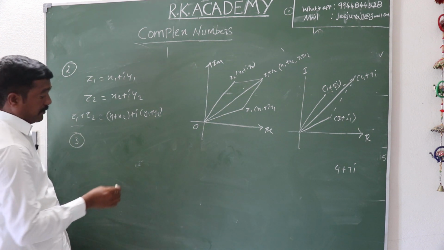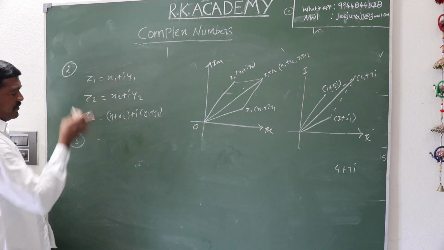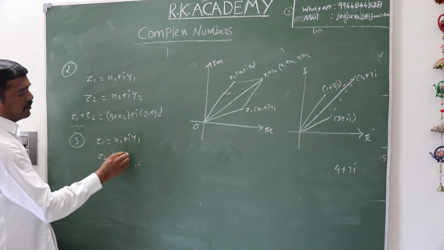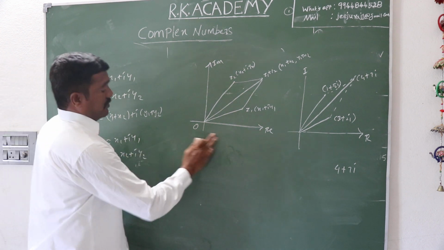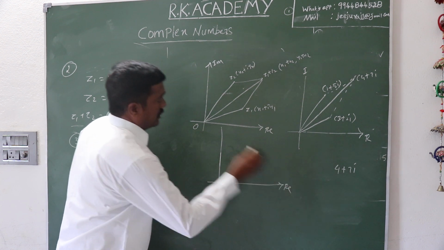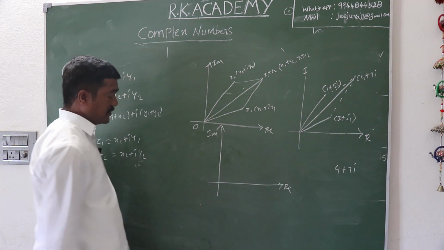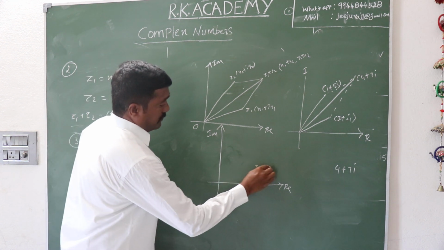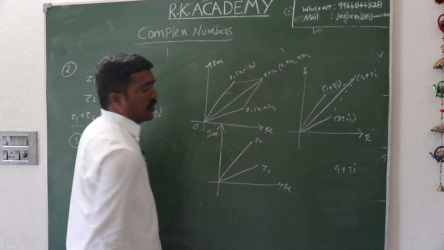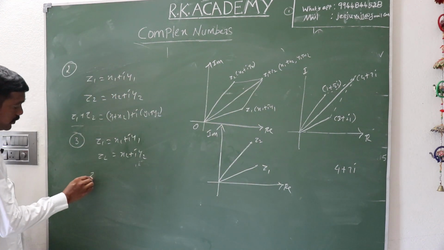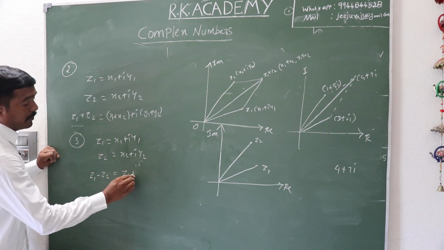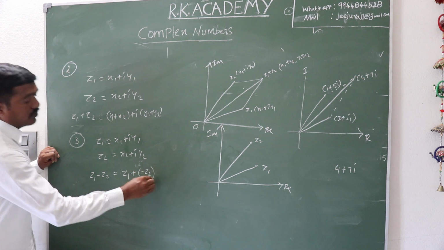subtraction of two complex numbers. Suppose we are taking the same thing, z1 is equal to x1 plus iy1, z2 is equal to x2 plus iy2. Now see the geometrical representation, how to write that. It's real part, it's imaginary part. Yes. Now the same z1, z2. Now what is the process? z1 minus z2. How to write this one? z1 plus of minus z2.